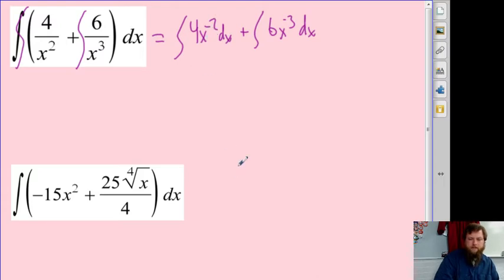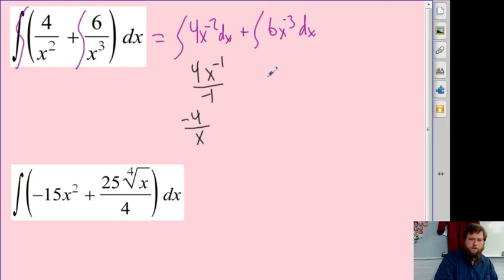So x to the negative 2 power becomes x, and you're adding 1. So adding 1 to negative 2 becomes negative 1. So 4x to the negative 1 and divide by the new exponent negative 1. And that's going to be equivalent to negative 4 over x. So that negative comes to the top. And this x is going to the bottom, just to be positive x to the positive 1.